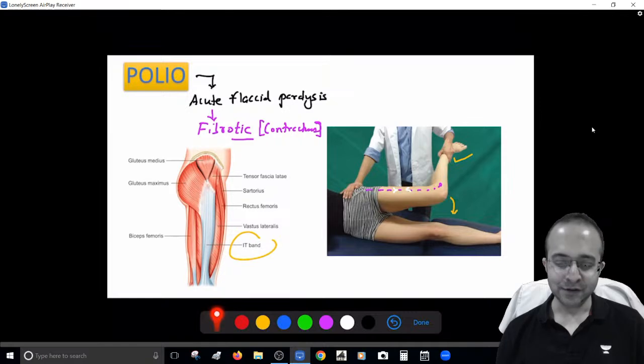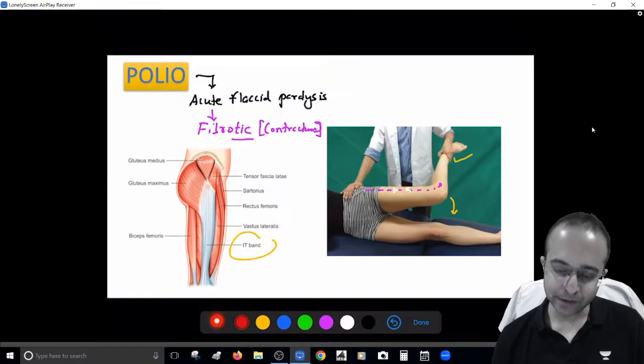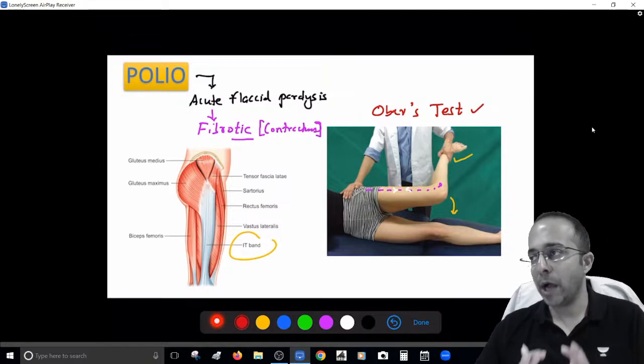So perhaps why contractures develop, you are clear. The commonest contracture we'll find is with the iliotibial band, and this contracture in polio is tested by this classical test that's called the Ober's test. Are you guys clear with that part?